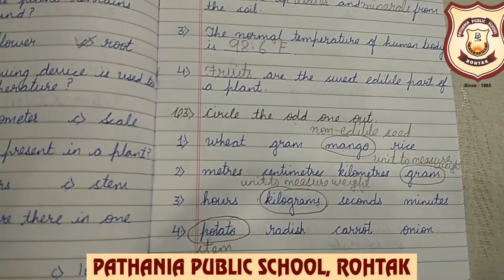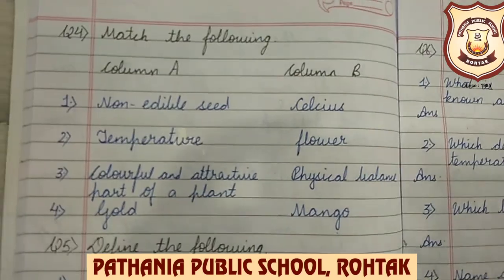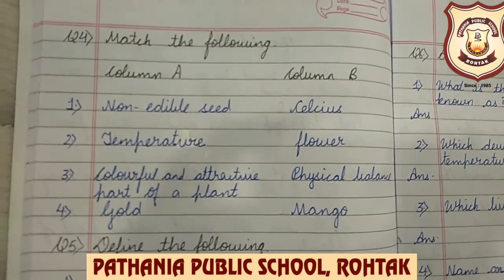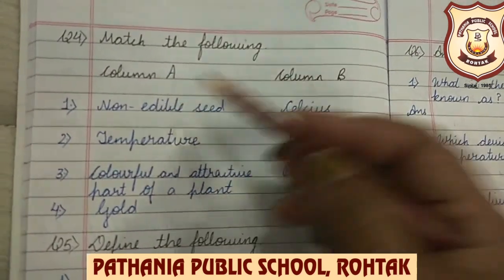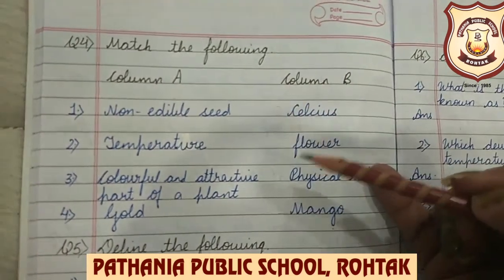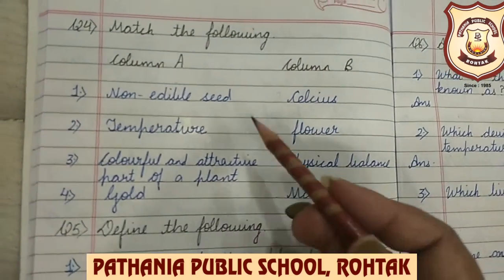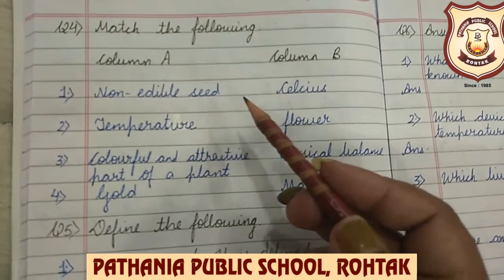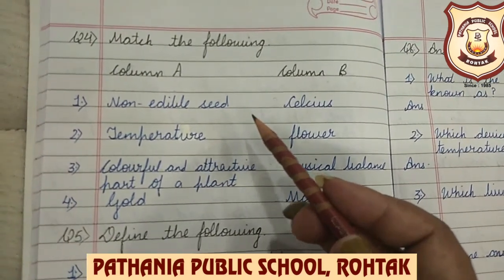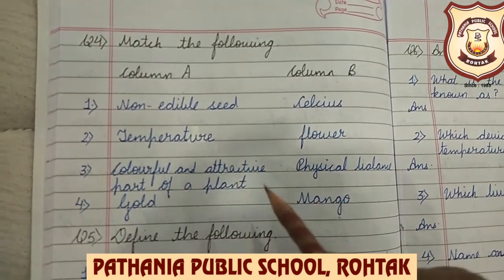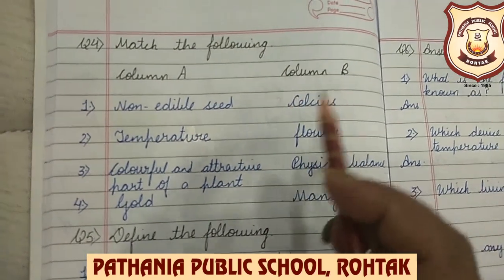Now beta move to question number 4. Yes, question number 4 is match the column. Column A and column B, two columns are given to us. So we need to match them and the most important thing which we need to keep in our mind is we should not draw lines. Right? We will write down numbers.